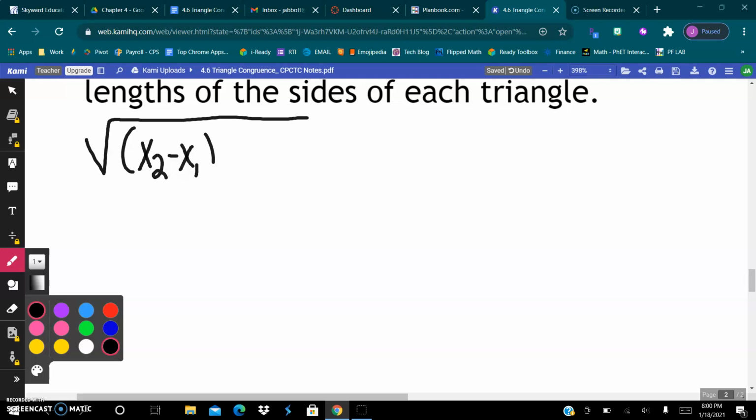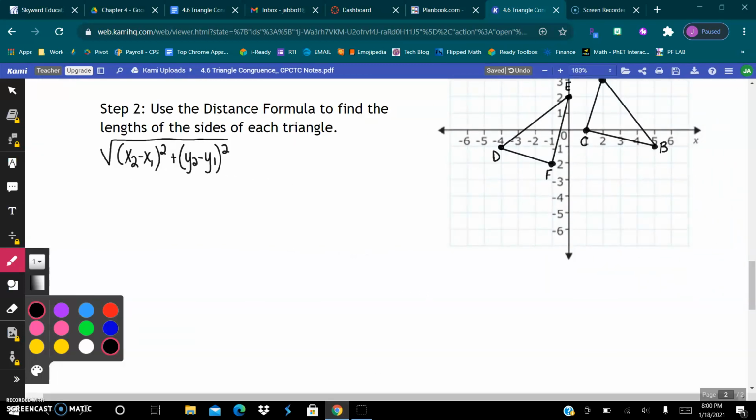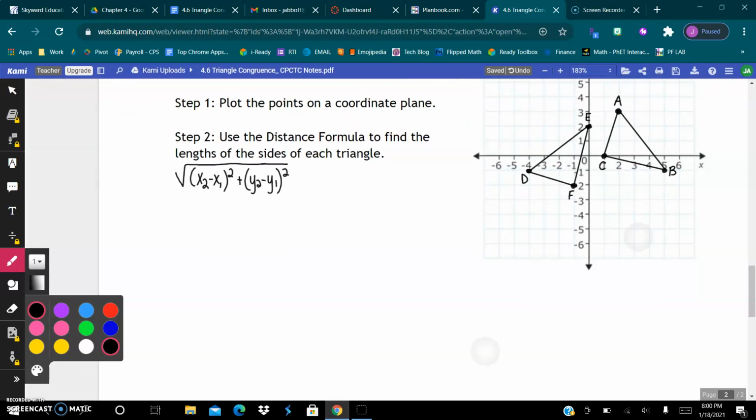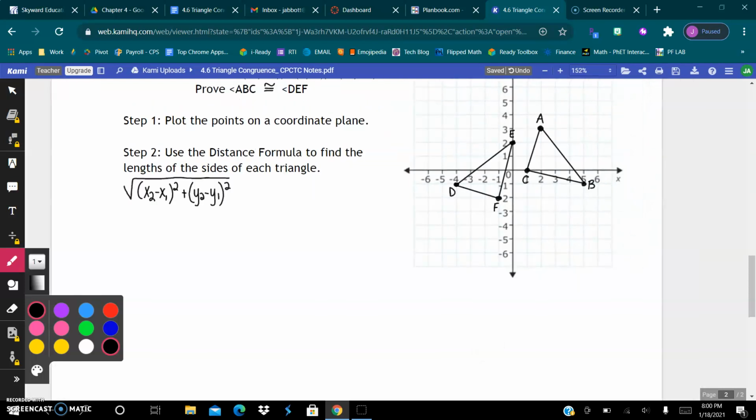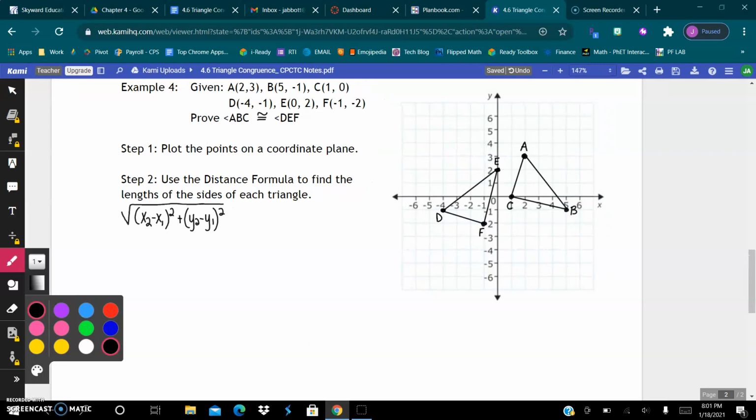X2 minus x1 squared plus y2 minus y1 squared. So we have to find the lengths of each side. So we have to do this 6 different times here. So if I were looking at segment DF, I have to use the points for D and F. D would be number 1 and F would be number 2 just because that's the order they're listed up above. I'm just looking up here, right here.